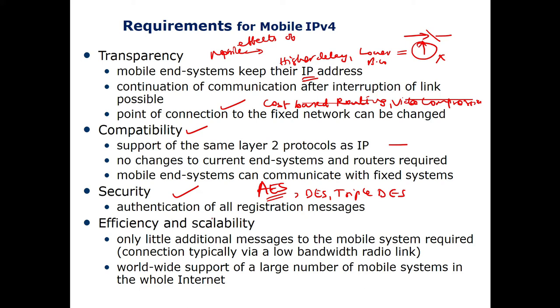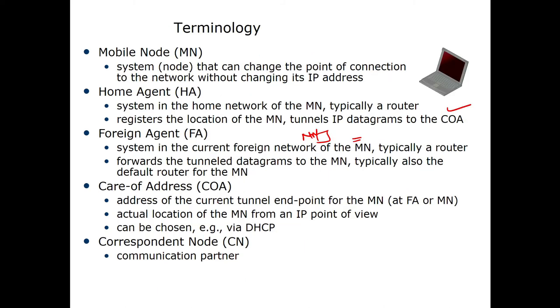Efficiency and scalability. Efficiency means we can make the system more efficient with the few additional messages we add to the mobile system, which are required. It has to be transmitted over a radio frequency link, which has low bandwidth. Worldwide support has to be given. Since a large number of mobile systems in the internet has to be supported, scalability also plays a vital role. Next, we have different terminologies to be learned.